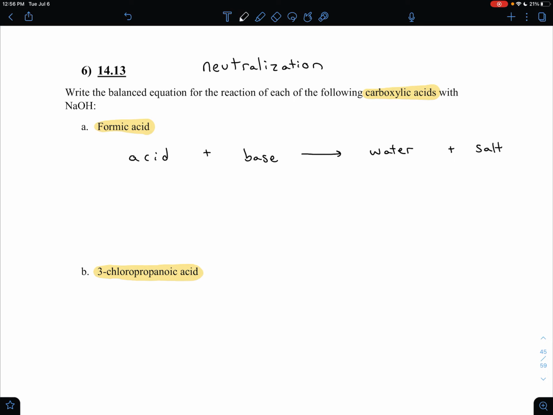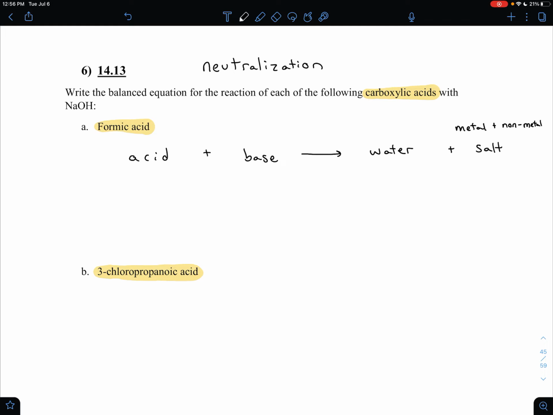Water, of course, is the same all the time. The salt is going to be different in each of these cases. Remember, a salt is just another term for an ionic compound. That's when you have a metal and a nonmetal together, and they have opposite charges. We'll see that in a second. But that's what a salt is.